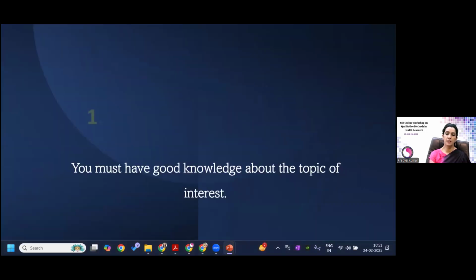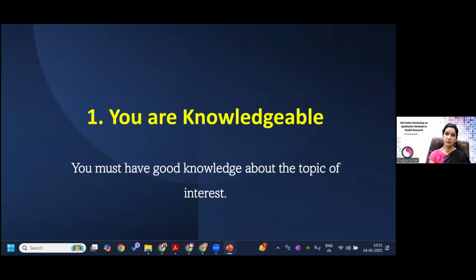So being a good interviewer means, first, you should have good knowledge about the topic of interest. We all assume that since it is your axiology and you have done enough literature search, you are the best person to ask about that particular topic. That's why you are knowledgeable.